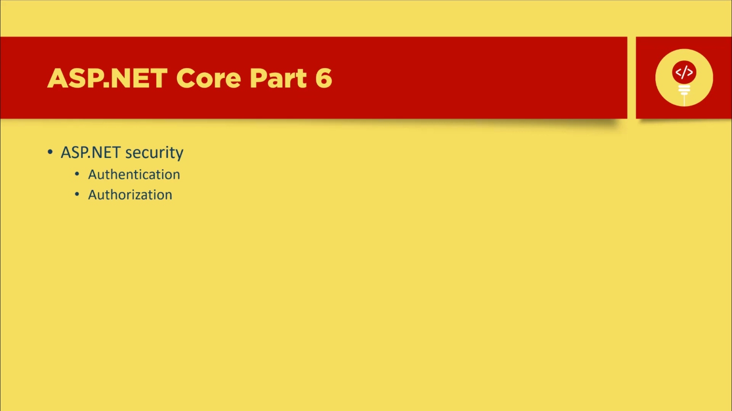But then there's an aspect of it called authorization. So what is authorization? Authentication is just giving you credentials to register with the website. The authorization part of it is to give you access to parts of the site that not all users may have.